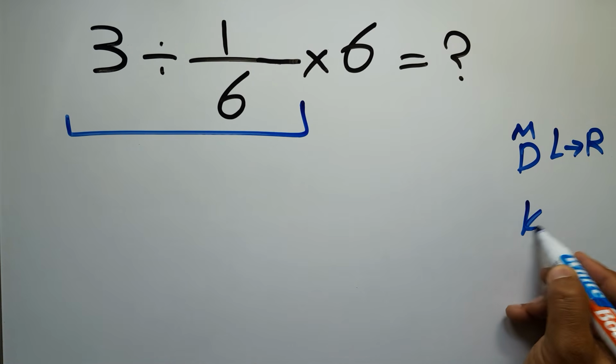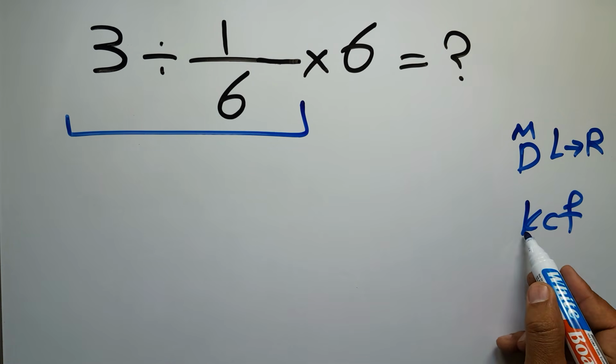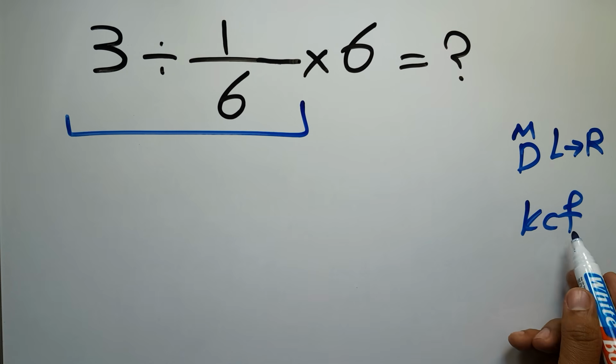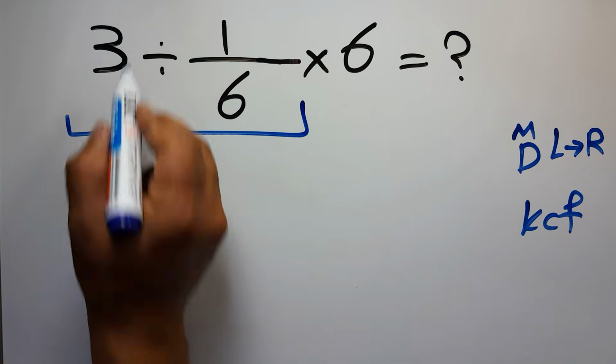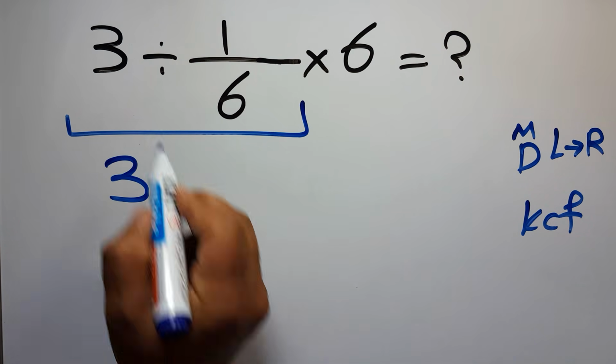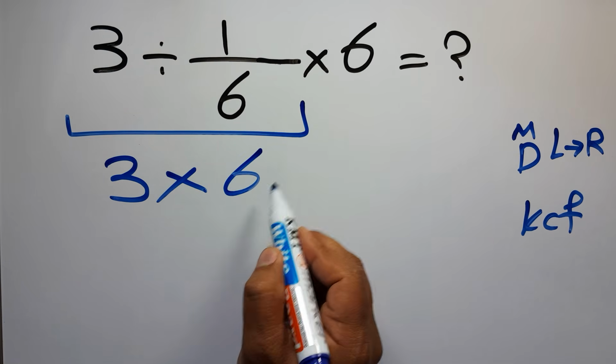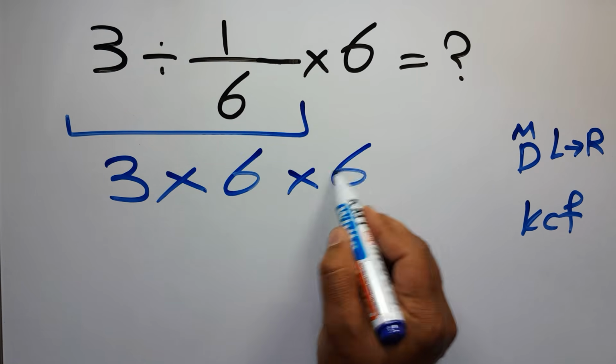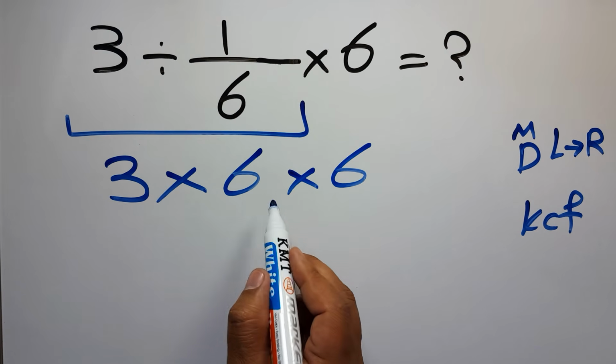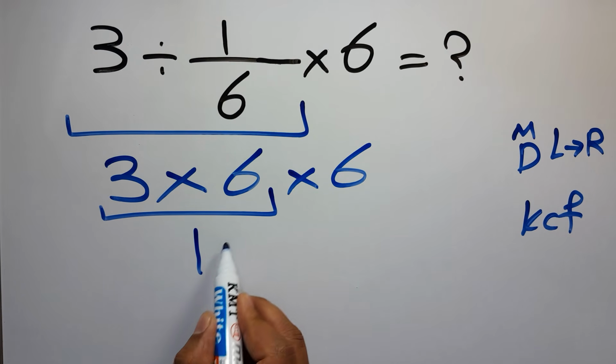According to the KCF rule, K stands for keep, C stands for change, and F stands for flip. We can write: keep the first fraction, change division to multiplication, and flip the second fraction. And here we have times 6. 3 times 6 gives us 18.